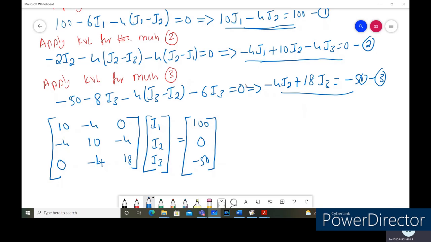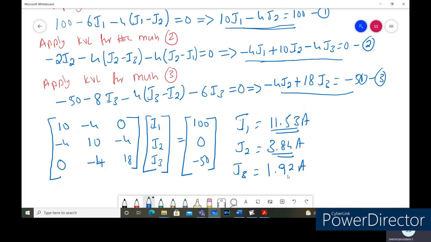So we get the value for mesh current 1. The mesh current 1 is nothing but I1, and it is equal to 11.53 amperes. Similarly for I2, it is equal to 3.84 amps. And similarly for I3, it becomes equal to 1.92 amps. Like this, we can obtain the values easily in the calculator.